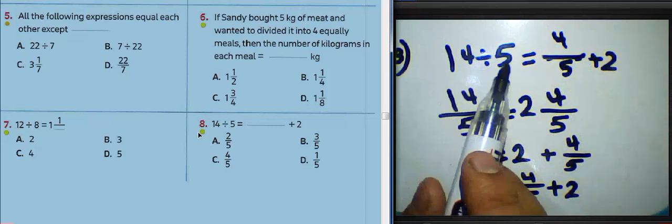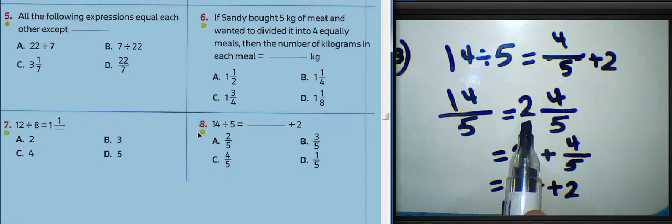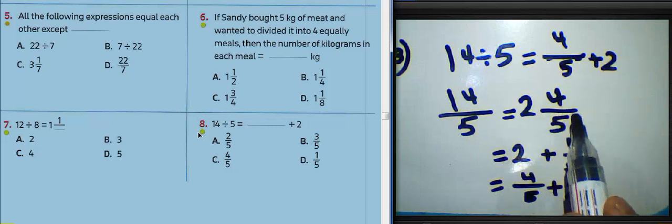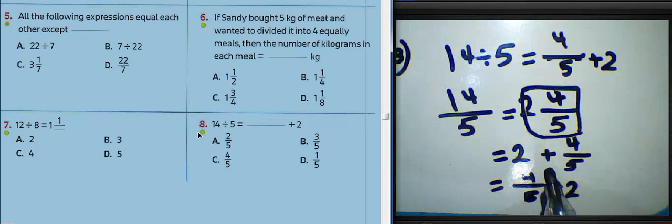Again, 14 divided by 5 equals what? Equals 2 and the remainder 4, because 2 times 5 equals 10 and the remainder 4. And the mixed number here, 2 and 4 over 5, we can write as 2 plus 4 over 5.